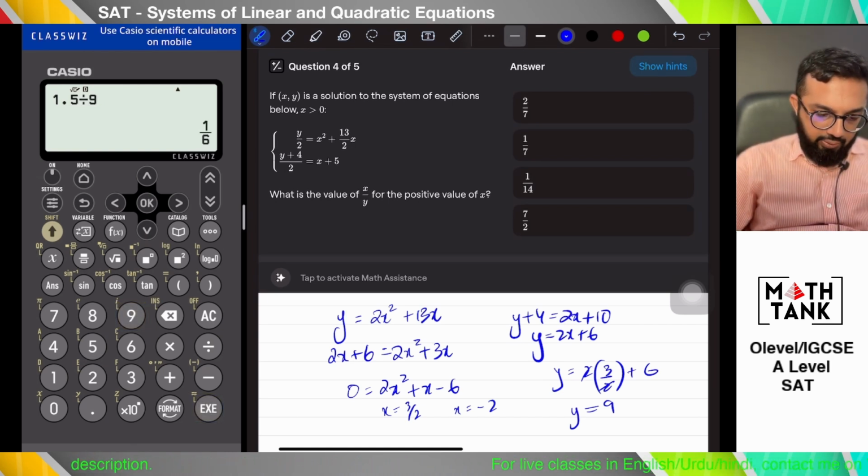Let's see what we've done wrong. 2x squared plus 13x equals y, and y equals 2x plus 10. 2x squared, x, this is 13. How did it become 3? That's the mistake. So I have 11x. So my values for x are also wrong.